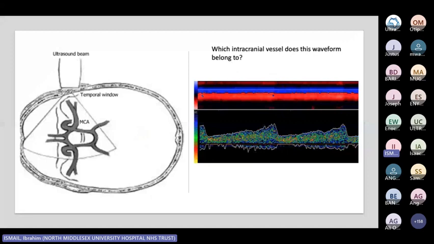Okay, so I'm going to get Edwin to come in here for this slide. It'll be interesting to see if everybody is following, to see which intracranial vessel this waveform belongs to. So Edwin will provide a poll, and it will be interesting to know what you think. So Edwin? Yes, Ibrahim. I've sent out the poll.